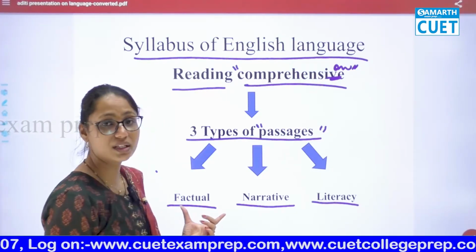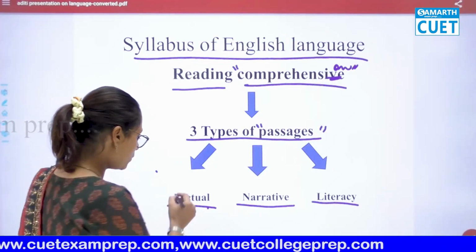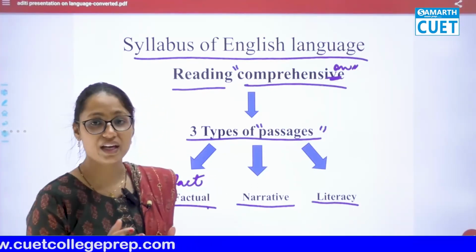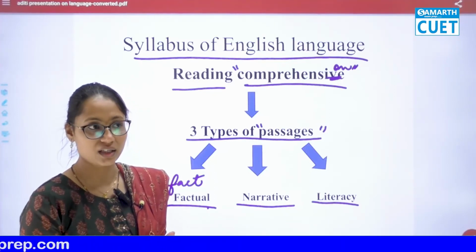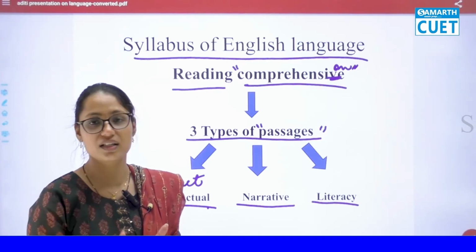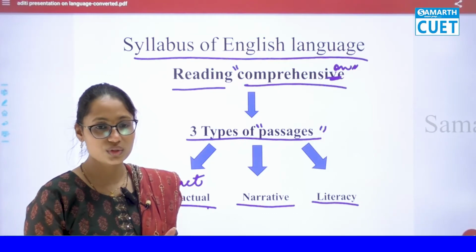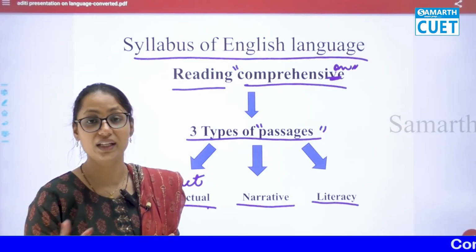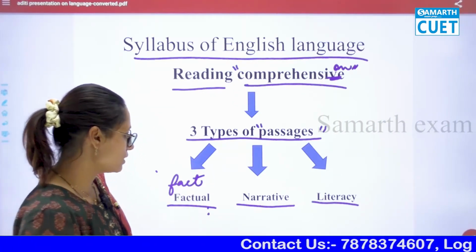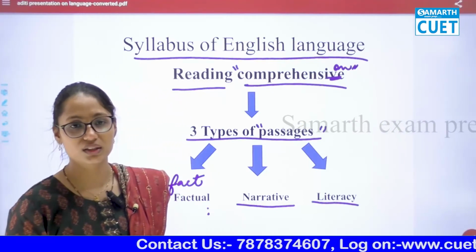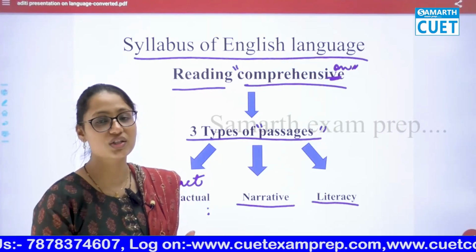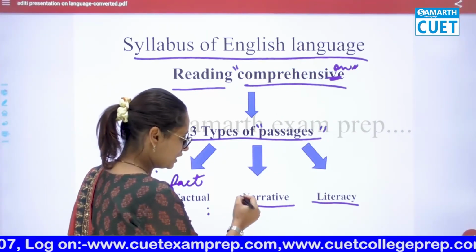So as you can see, the name factual means fact. Any passage where facts are stated, where you are given the information and data directly, and there is a very direct understanding where you don't have to infer anything from the passage, those are basically the factual passages. Narrative is where the author or the writer is just telling the story by way of narration, that's the storytelling way. That is a narrative.